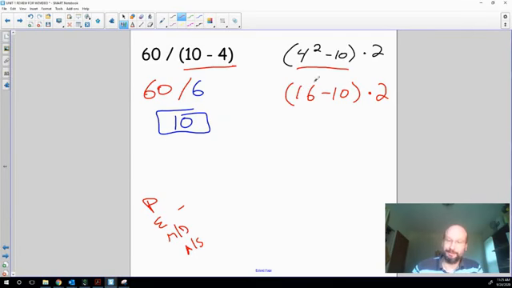So we've taken care of this exponent, but we still have the subtraction left. And it's still in a parentheses, so we have to finish up doing everything in the parentheses. 16 minus 10 is 6. 6 times 2 is left, and that's 12. That's order of operations. Again, this is a review, so I'm not going to go too deep into it.